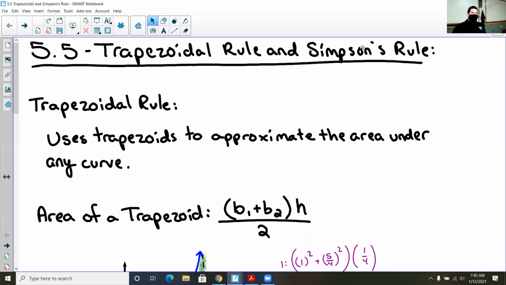All right, happy Tuesday. So today we're going to finish off chapter 5. That's the trapezoidal rule and Simpson's rule. What we're going to do is kind of go back to the concepts of the rectangular approximation method and the geometric figures to approximate the area under the curve.